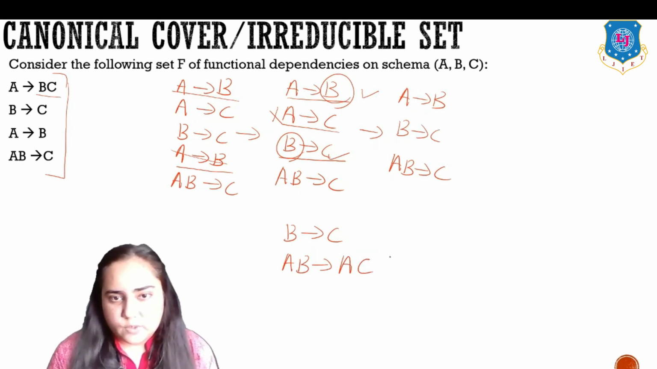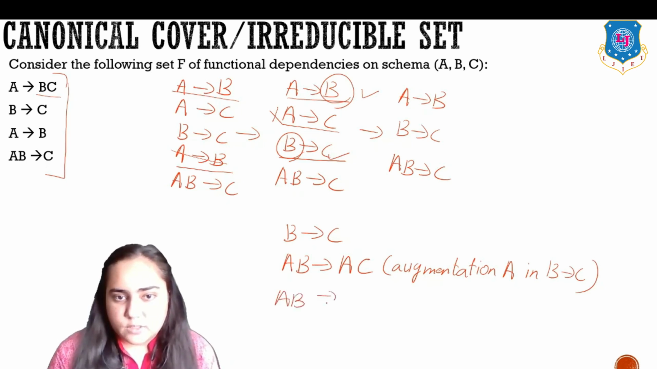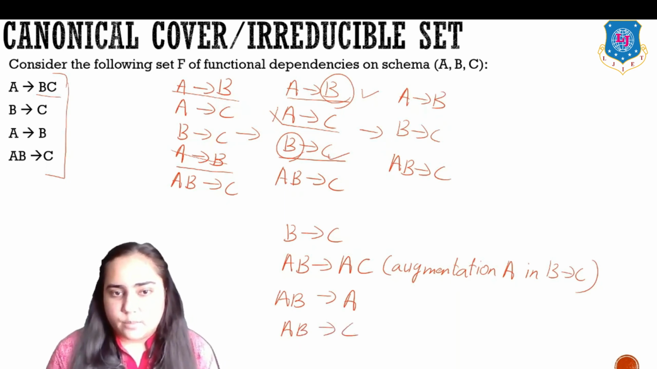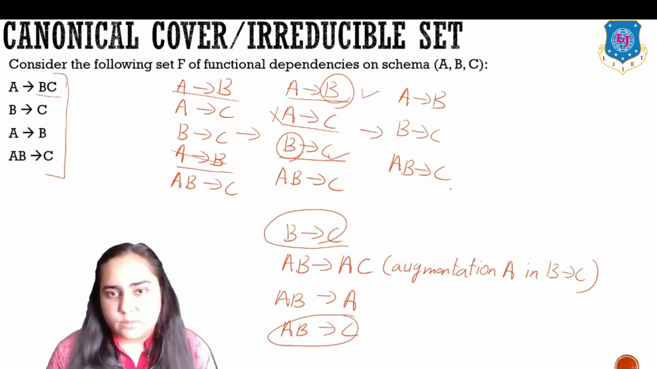And then obviously, this is a simple augmentation. So this is augmentation of A in B determines C. Once I've done this, I can get AB determines AC. And due to this, I can further decompose this and make it AB determines A and AB determines C, which means by just using B determines C, I can generate AB determines C, which is the dependency present here.